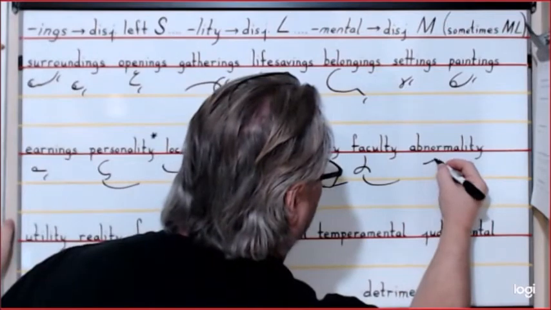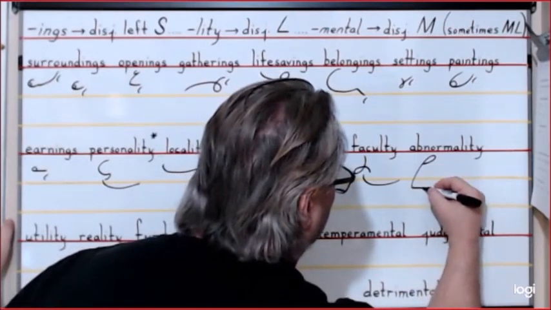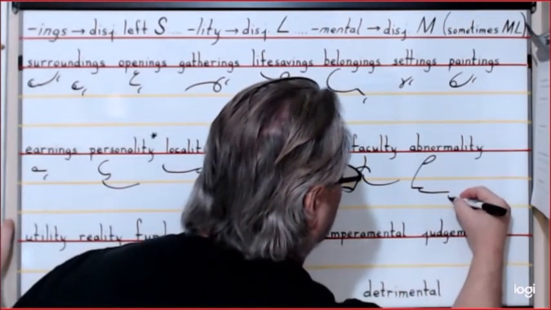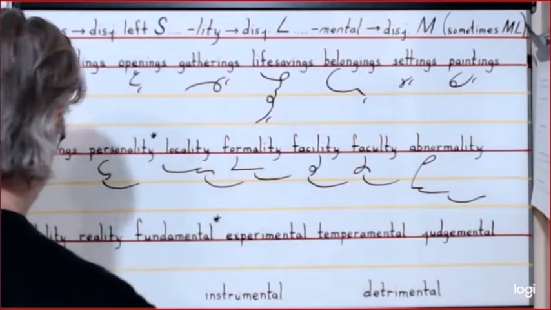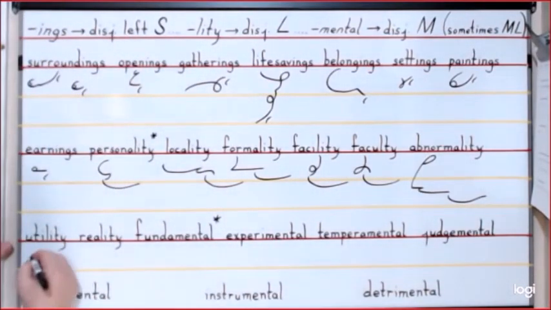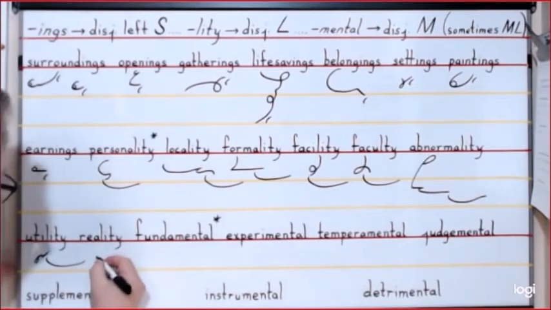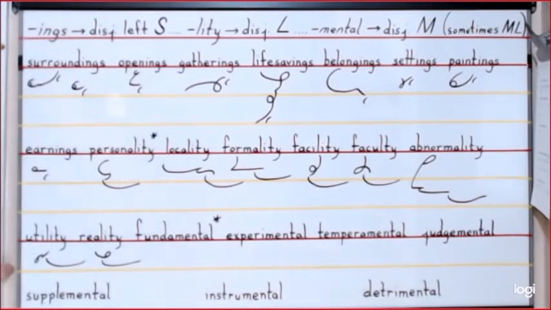Abnormality is an A-B-N-O-M, then a disjoined L. Utility is an E-U-T, then a disjoined L. Reality is R-E, and then a disjoined L.